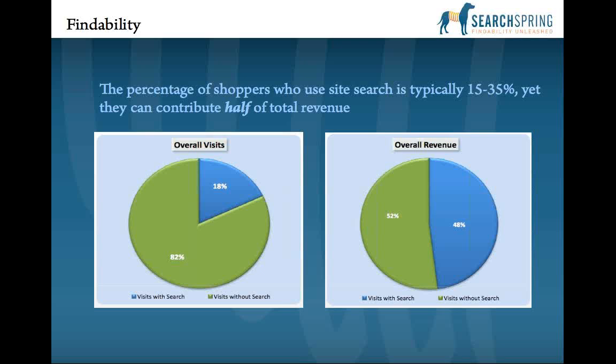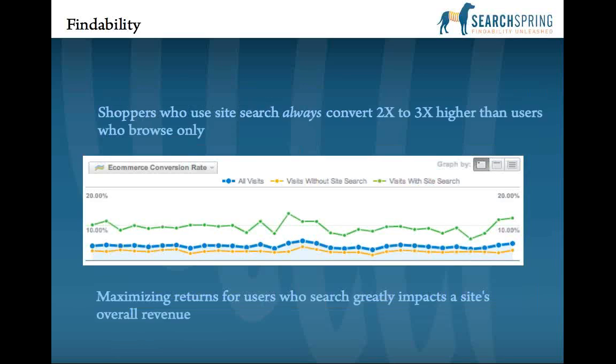However, if you look at the right pie chart there, the users that search can actually affect as much revenue in your store as users who are just browsing. This is very interesting because it clearly illustrates that boosting your conversion rates for both groups is equally important. And here's a snapshot of Google Analytics illustrating this. The green line there is the users who are using search. Their conversion rate is 2 to 3 times higher than the users who were just browsing.